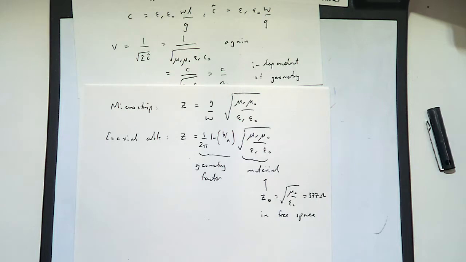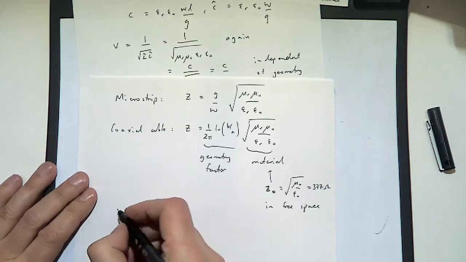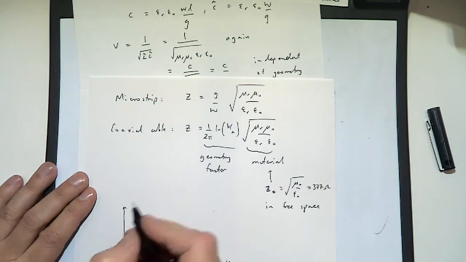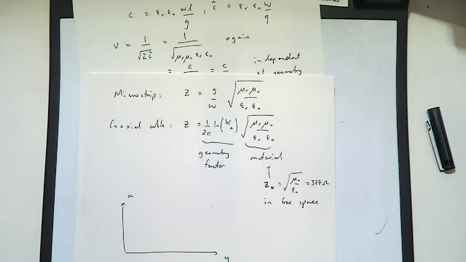Now let's look a bit more closely at what those electromagnetic fields look like. You kind of brushed over that. So let's do that for the strip line, because we'll see this is now going to be related to what's happening in the waveguide later on.